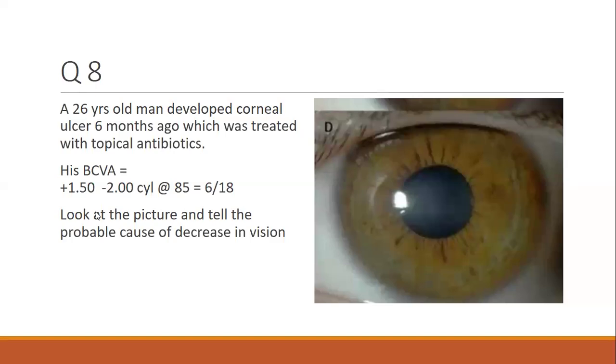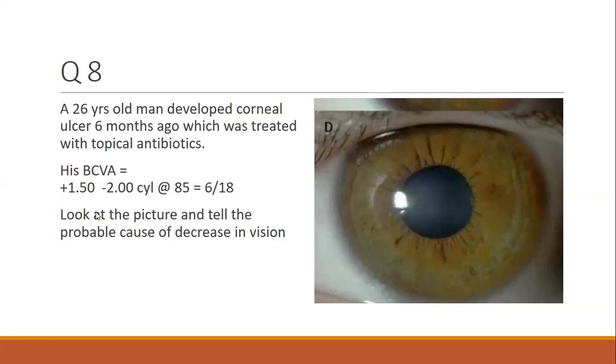So what did you say? What will you do? I'll do anterior segment OCT to assess the depth of this opacity. Okay. So what do you want to see on OCT? The depth of opacity. Yes. Why are we doing OCT and assessing the depth of opacity? What are you planning? So I can treat the patient with phototherapeutic keratectomy. PTK. Yes. Okay.